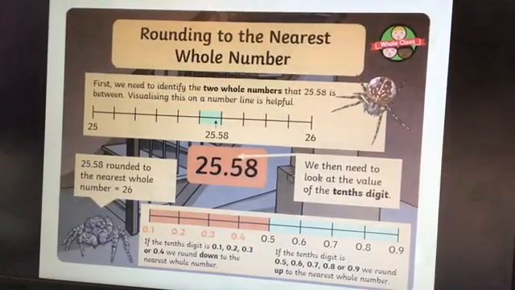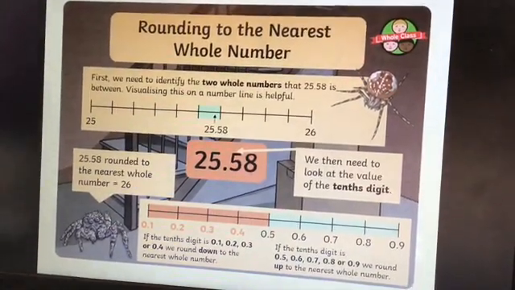Okay, now it's time for you to have a go in your maths books at rounding to the nearest whole number. Good luck!